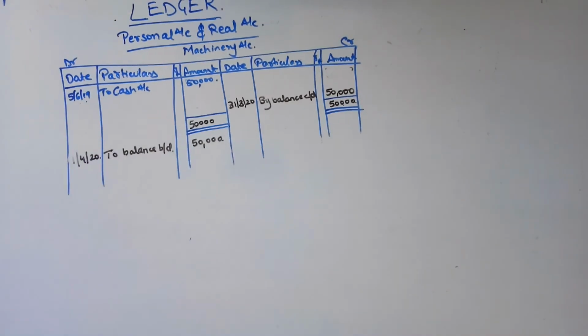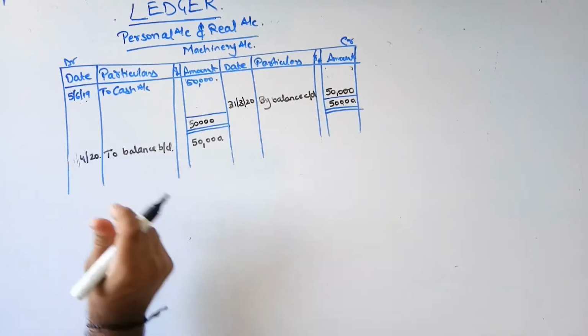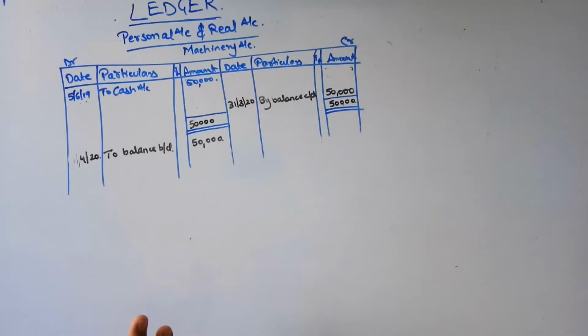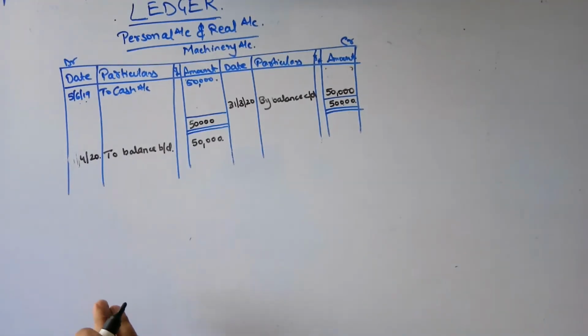Guys, any doubt over here? See, why did we write To Balance Brought Down over here? Understand the concept. I told you the technicality, how it will happen and how it is going to go ahead, one step at a time.